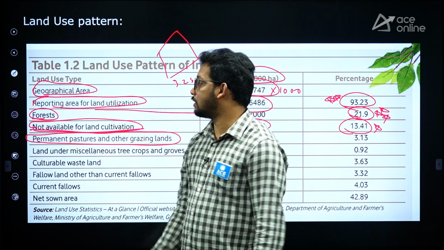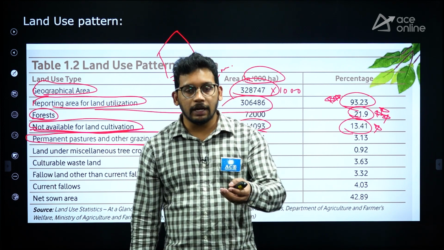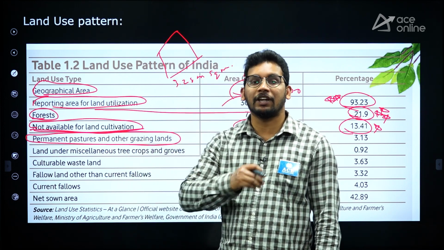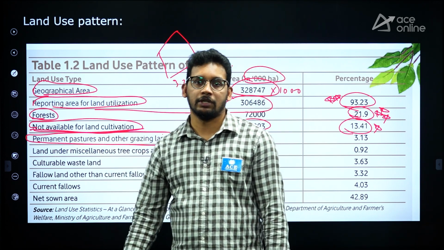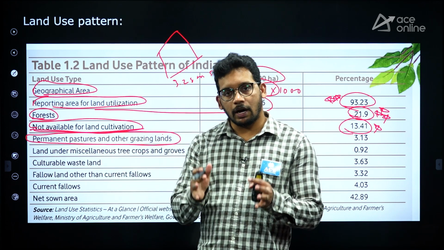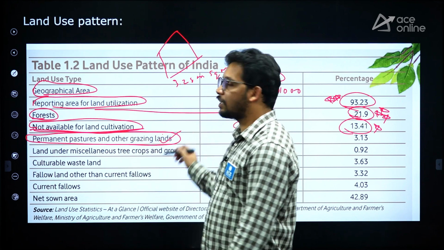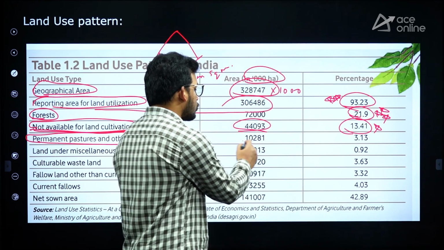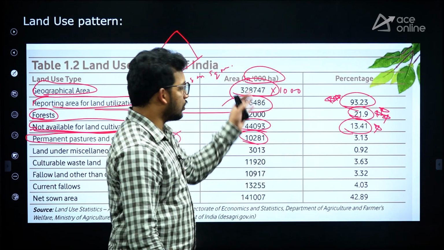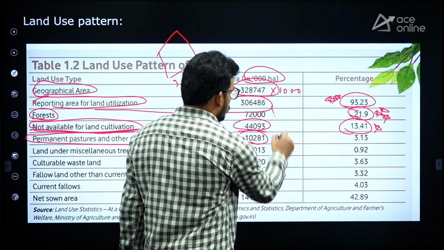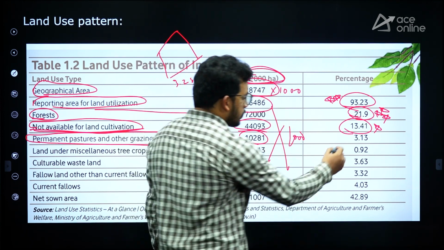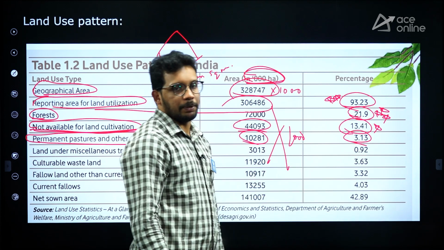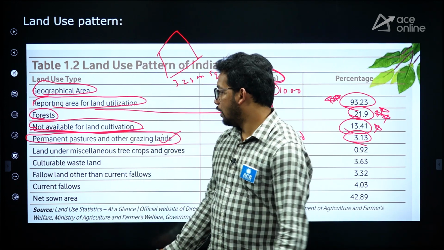So what are these lands? That means whatever land is being used specifically for grazing of animals. Those are called permanent pastures. That means there is already settled grass and this is used for grazing purposes. And this amounts to 10,000 to 81,000 hectares. All these things you have to multiply by 1,000, right? They have given it in 1,000 hectares. So this percentage is 3.13%. This is also important.